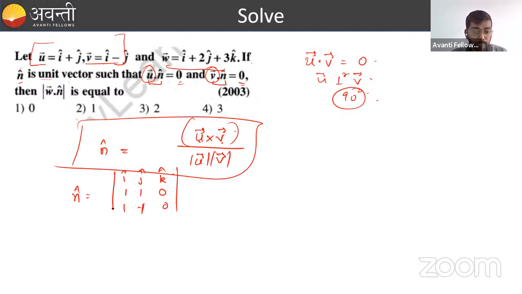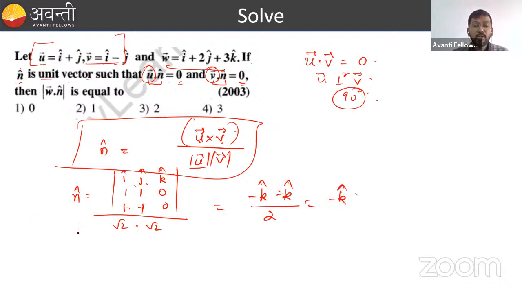Now mod of u bar is root 2 and mod of v bar is also root 2. So finding this, I'll get i cap component 0, j cap component 0, k cap component minus 1, so minus k cap. And then this will again be minus k cap and the rest will be 0 upon 2. So this will come out to be minus k cap. So n cap, the unit vector which was perpendicular to both u bar and v bar, is minus k cap.